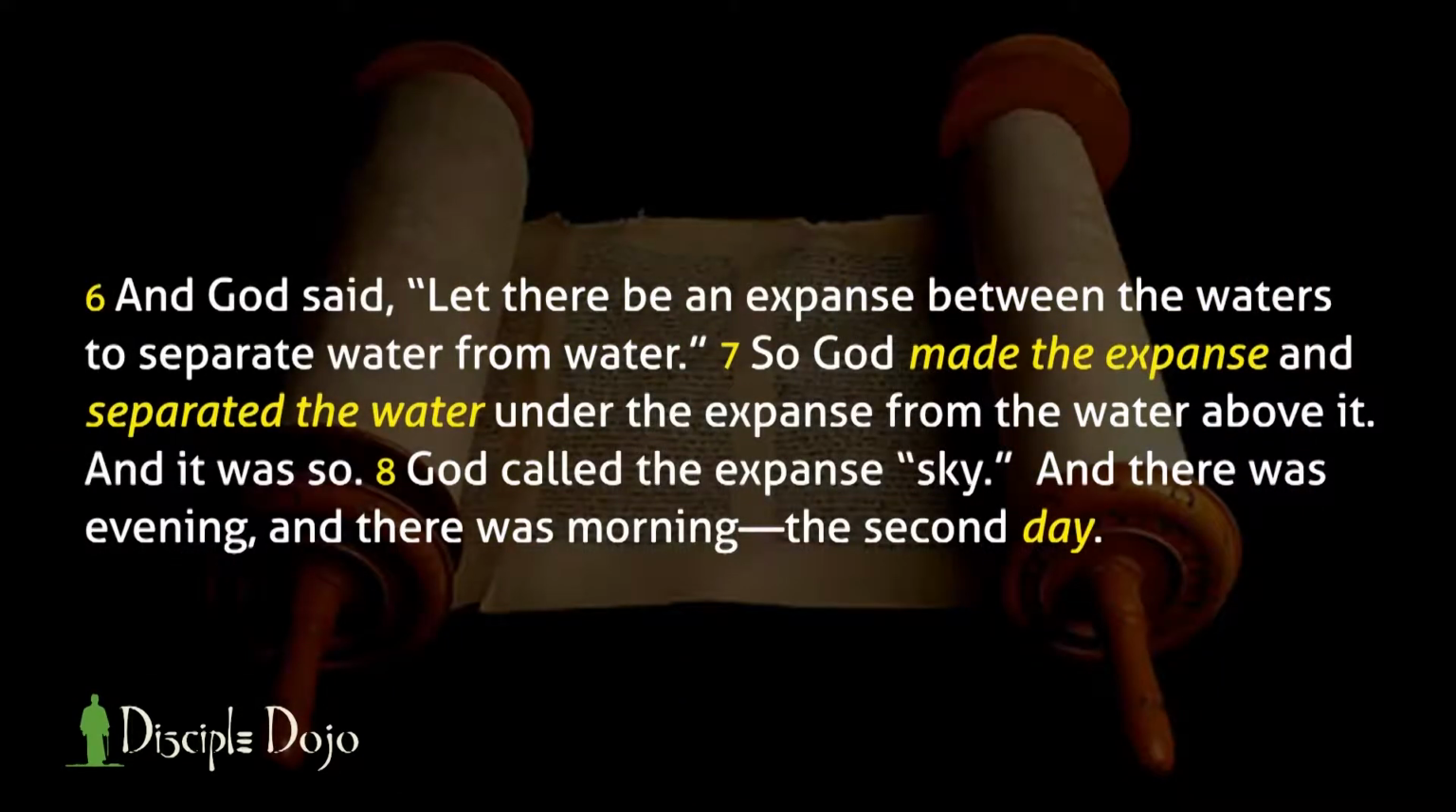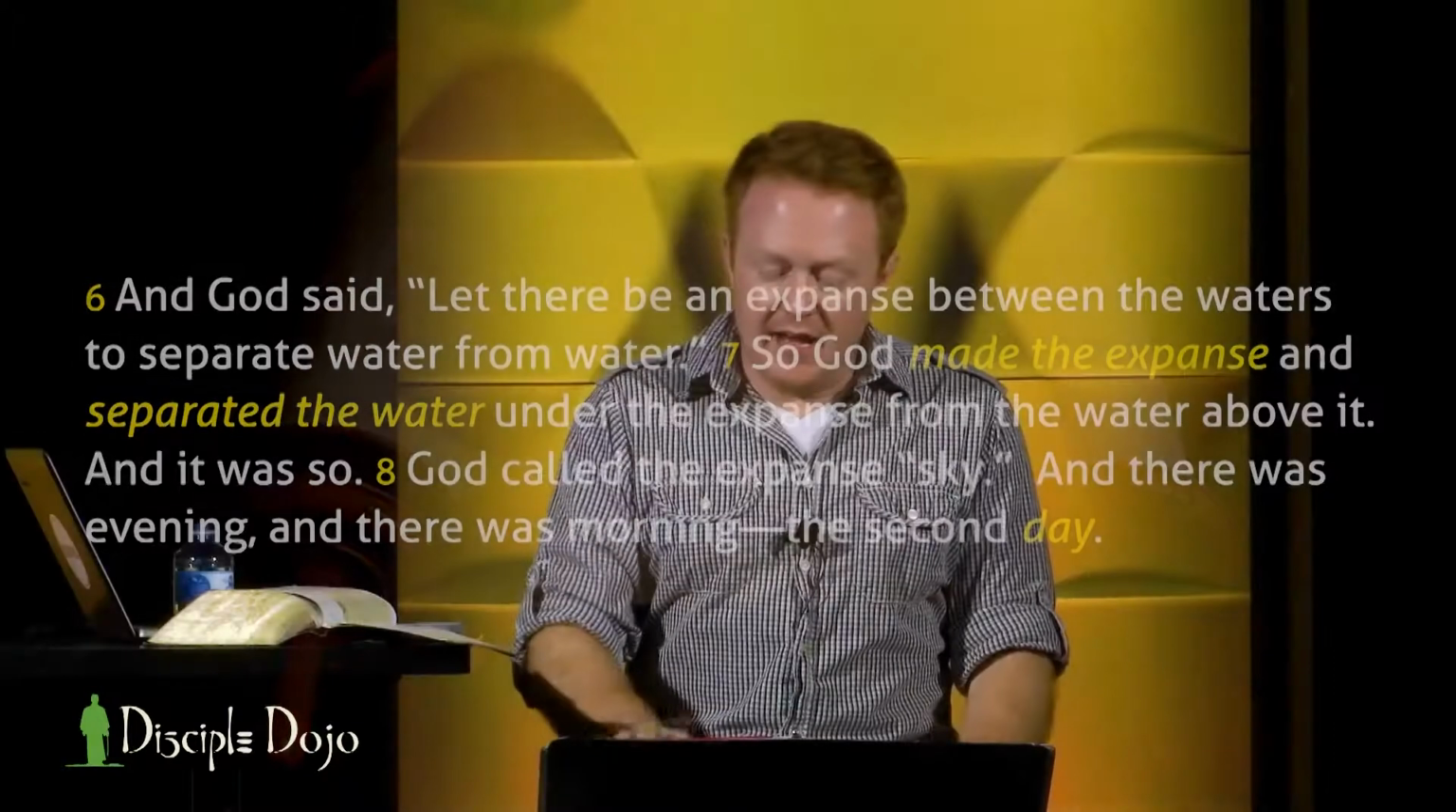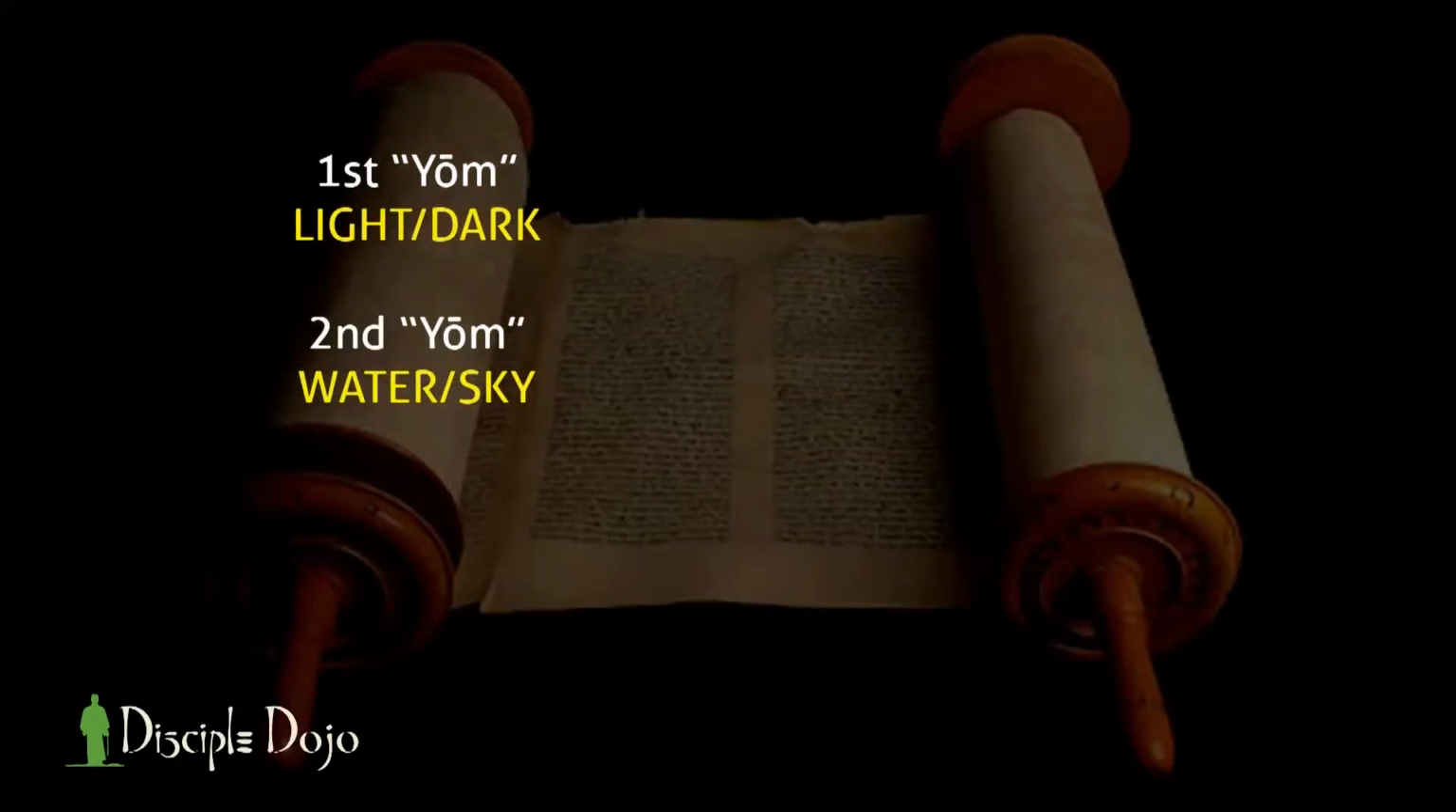Then God said, let there be an expanse between the waters to separate water from water. So God made the expanse and separated the water under the expanse from the water above it. And it was so. God called the expanse sky. There was evening and there was morning, the second day. So now on day 2, what God does is he separates the waters from the sky. And it talks about there's waters, there's this expanse.